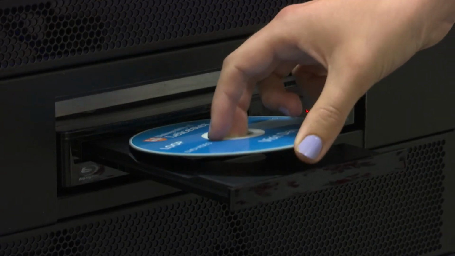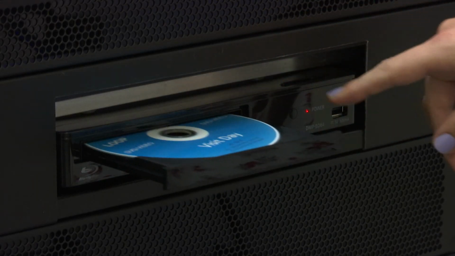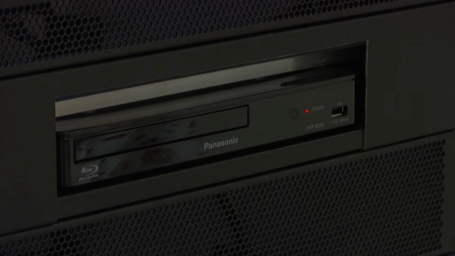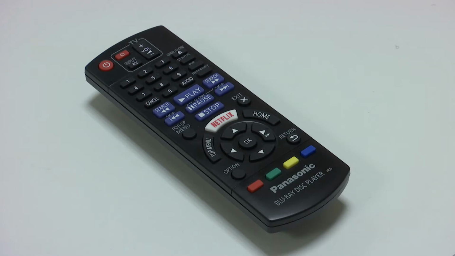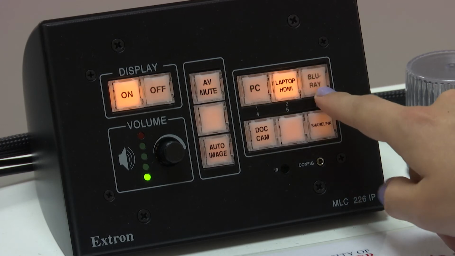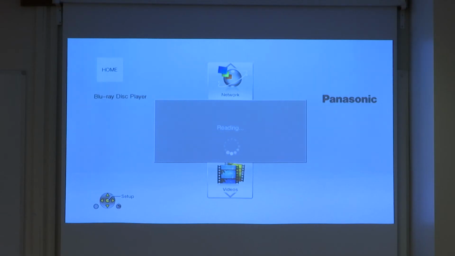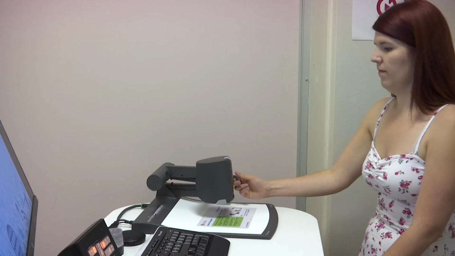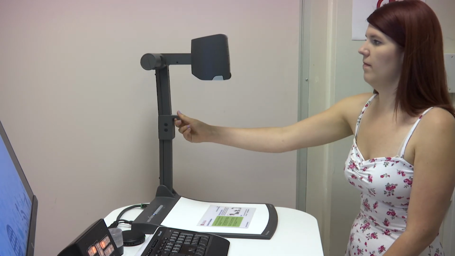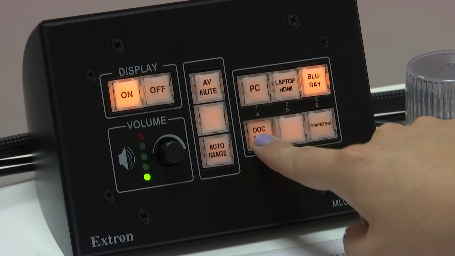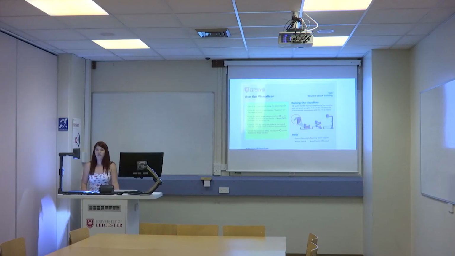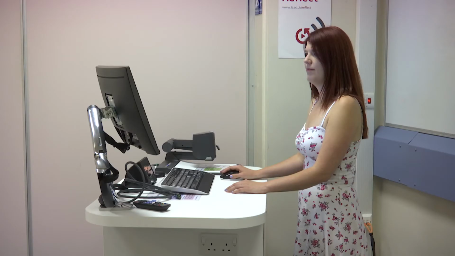The DVD or Blu-ray player is located in the front of the lectern near the PC. There should be a remote control for this on top of the lectern. To display the image from this, just press the appropriate button on the control panel. Finally, if the room has a visualizer or document camera, as it is also known, you can display this on the screen.